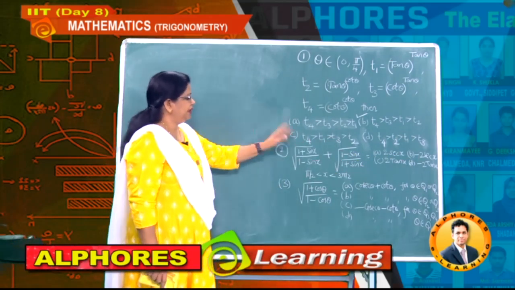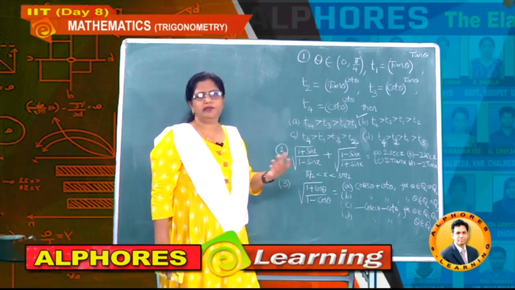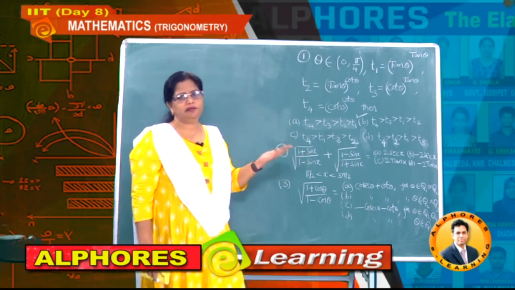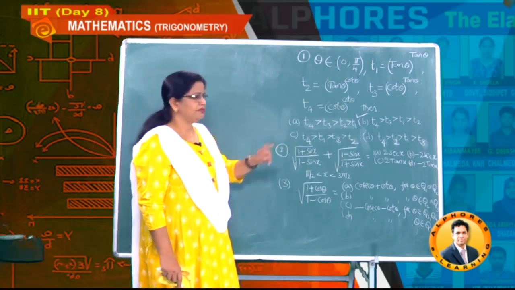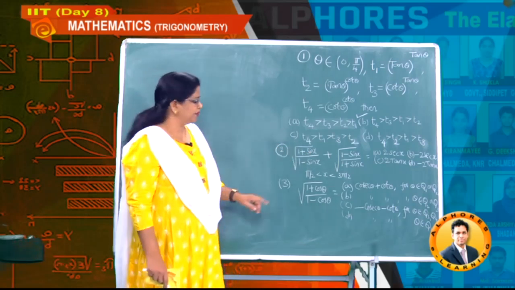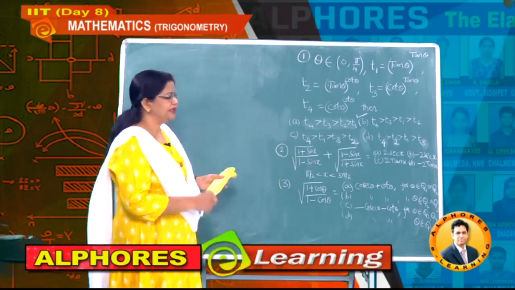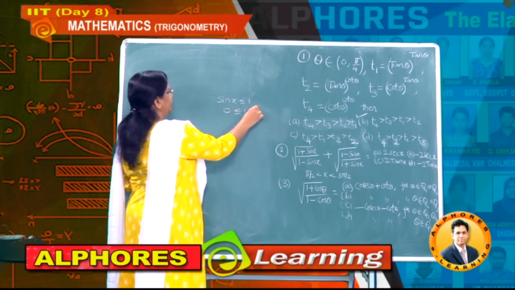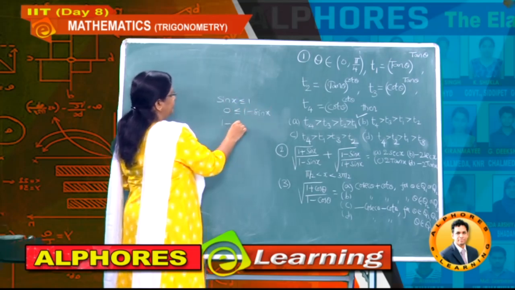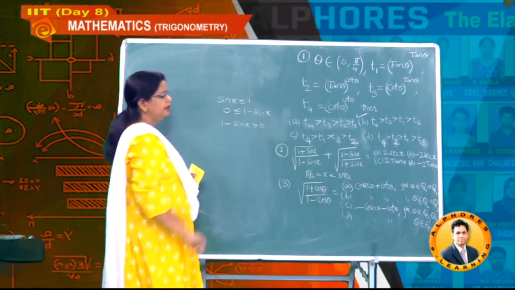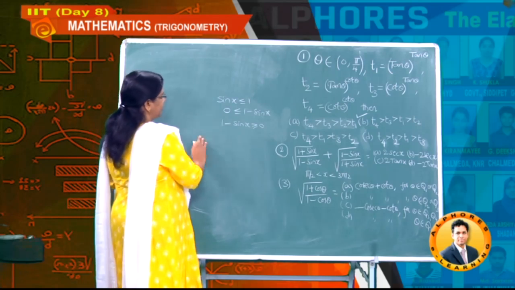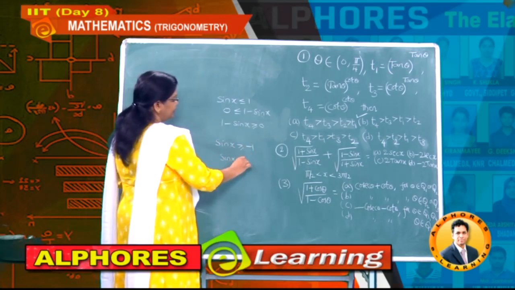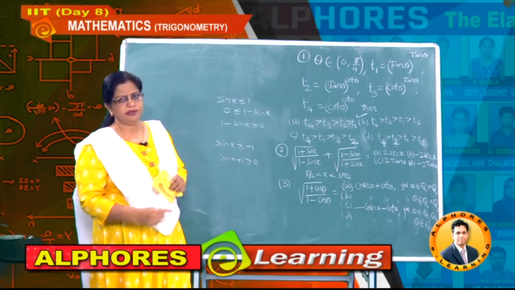Now we know the range of the sine function is always between minus 1 and plus 1. Therefore 1 plus sine x is always positive; when sine x is minus 1, it will be 0. And 1 minus sine x is also always positive. What is the reason? Sine x is less than or equal to 1, so 0 is less than or equal to 1 minus sine x, that implies 1 minus sine x is greater than or equal to 0. At the same time sine x is greater than or equal to minus 1, which implies sine x plus 1 is also always greater than or equal to 0.